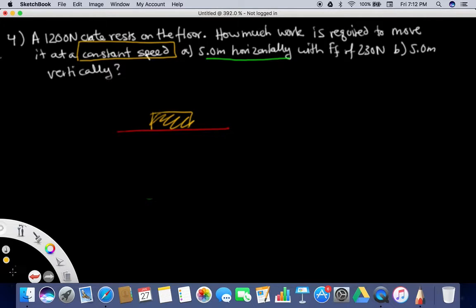So we'll only worry about the vertical forces, because that's what we're asked to solve for, the vertical displacement, 5 meters vertically. So we have a normal force going upwards because of the surface, and we have a gravitational force going downwards because the crate has mass, and it is subject to the gravitational acceleration of 9.80 meters per second squared. So we have both an Fn and an Fg, and we want to raise this crate 5 meters vertically, from ground level.